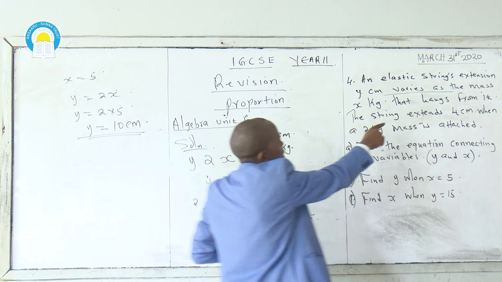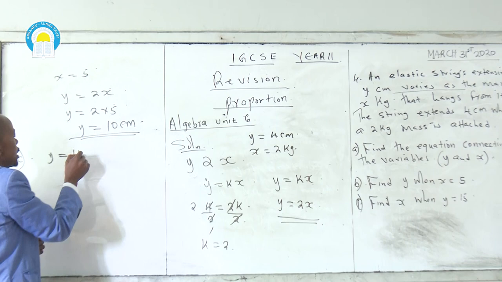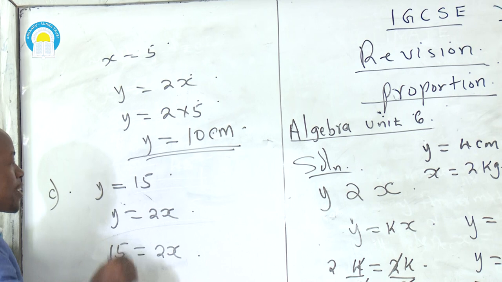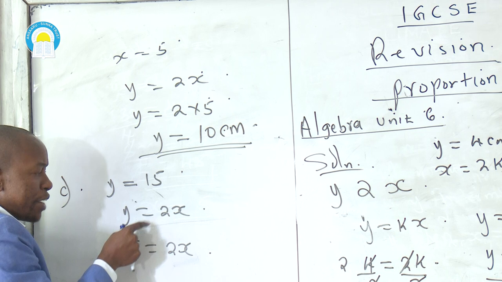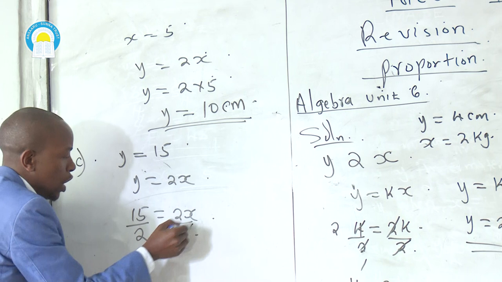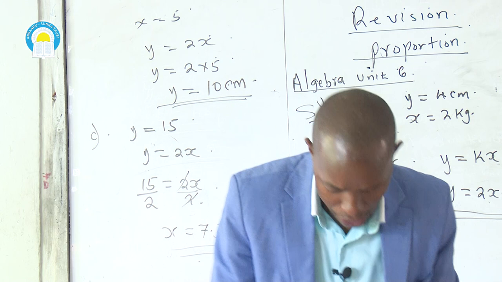But see the last part, that find x when y is given to be 15. We know the equation is y is equal to 2x. It means 15 is equal to 2x, because we are substituting the value of y in the linear equation. Remember, if we plot this, it will give you a straight line on the graph. Now, divide both sides by 2 to remove that coefficient and find the value of x. So x is equal to 7.5.